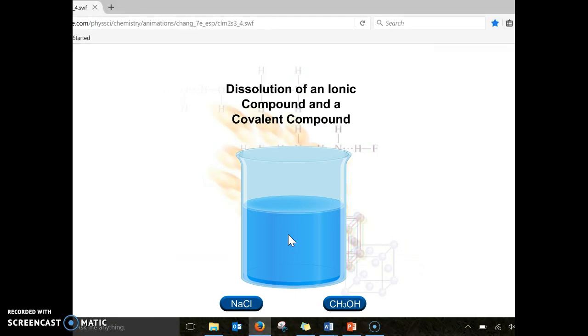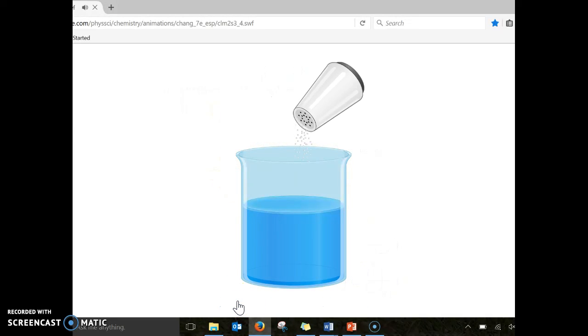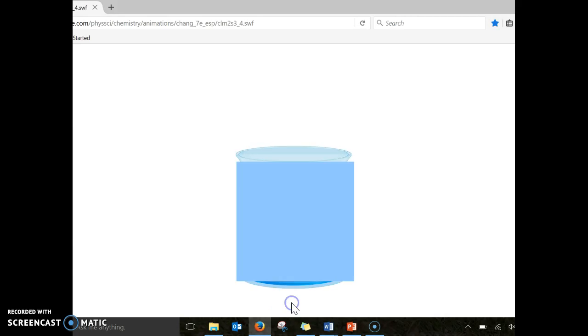So let's look at the solvation of an ionic compound in water. Dissolution is another term that you might also see to mean the same thing. So we're sprinkling some of our NaCl table salt into the water. If you stir it up, that helps it dissolve a little faster. And then we're going to zoom in and look at what's happening at the microscopic level.